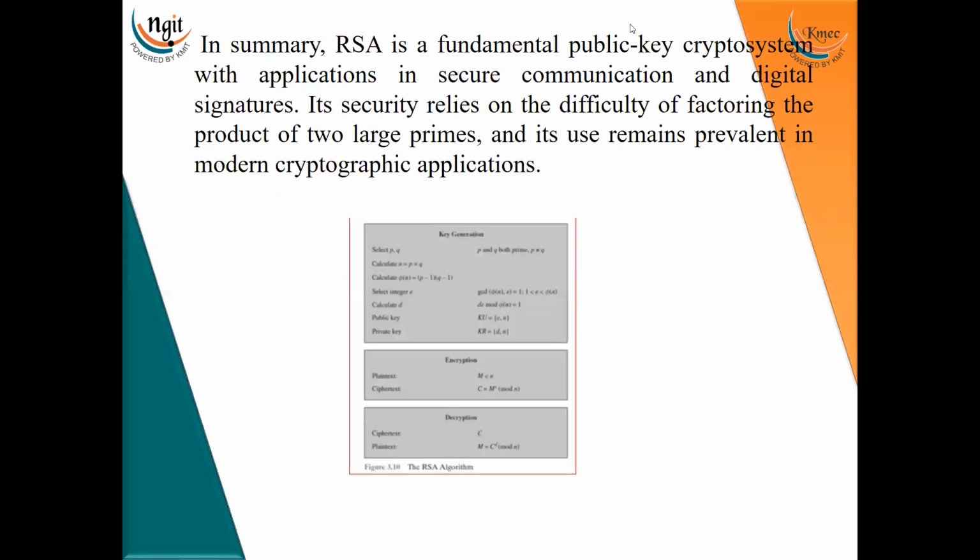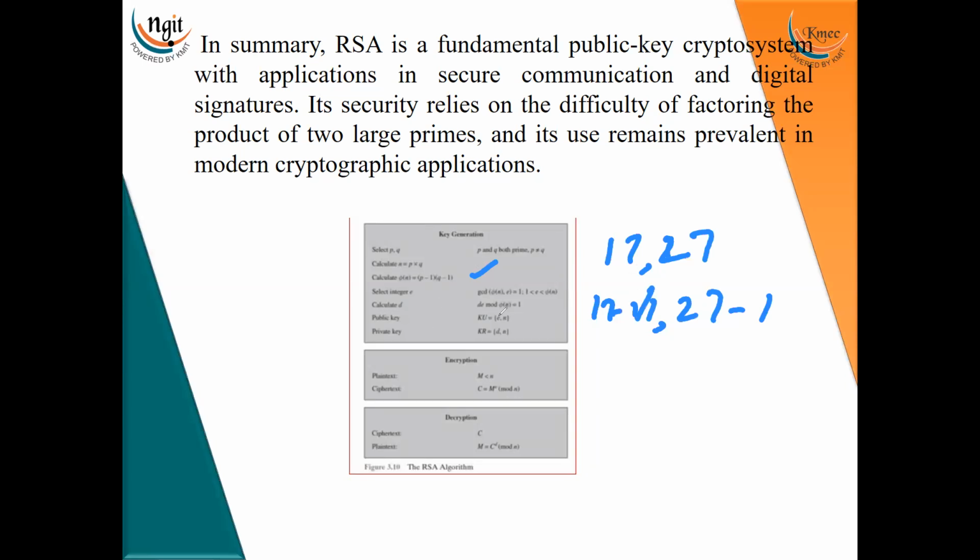And in summary, RSA is a fundamental public key cryptosystem. It is mainly used for secure communication as well as for digital signatures. Its security relies on the difficulty of factoring the product of two large prime numbers. First, we take two large prime numbers and subtract 1 from each. For example, if I take 17 and 27, we subtract 1 from 17 and 1 from 27.